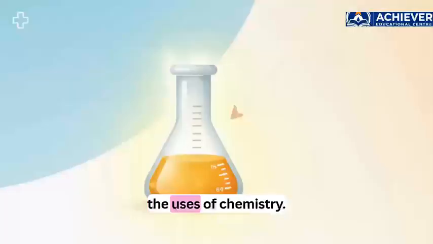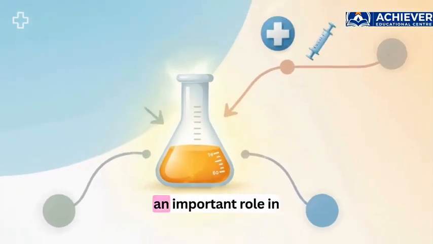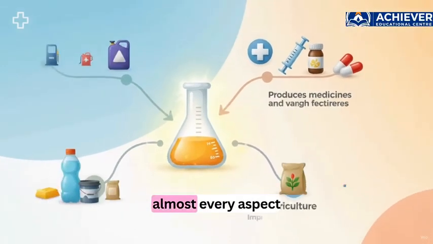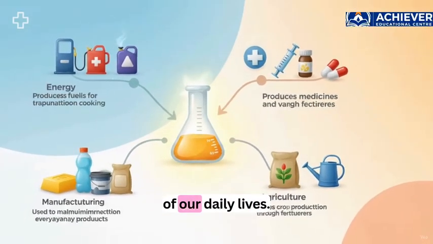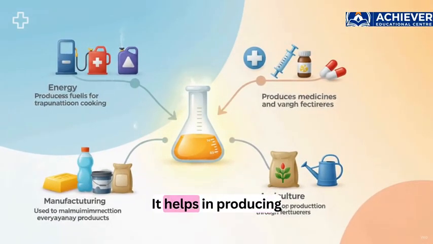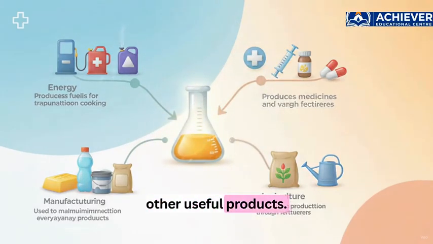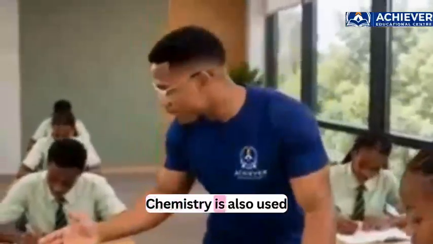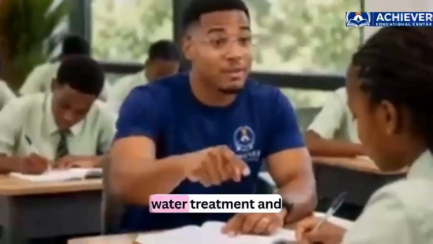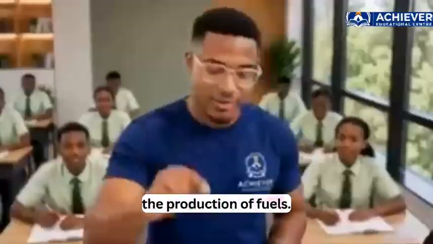Now let's look at the uses of chemistry. Chemistry plays an important role in almost every aspect of our daily lives. It helps in producing medicines, soap, cement, and other useful products. Chemistry is also used in food preservation, water treatment, and the production of fuels.